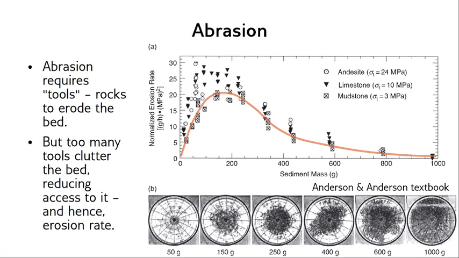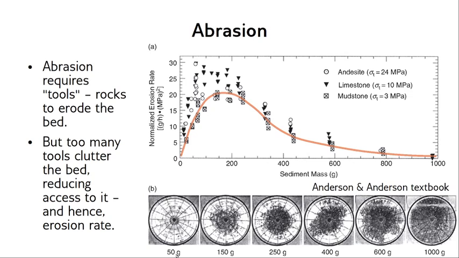So abrasion requires tools, right? It requires rocks, especially hard rocks. And if there are more rocks to abrade, you might think that the abrasion might happen faster, and that's true to a point. This curve over here is a figure modified from a figure originally by Leonard Sklar. On the lower left-hand side of this curve, there is no erosion at all happening. And at the lower right-hand side of the curve, we're also approaching no erosion at all happening. And this is the amount of sediment mass that was put into this barrel for this experiment.